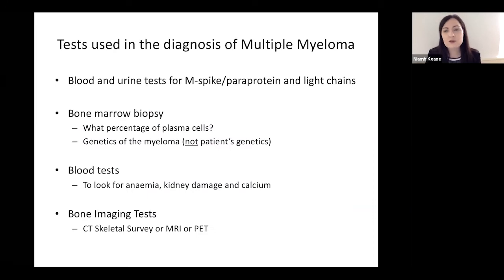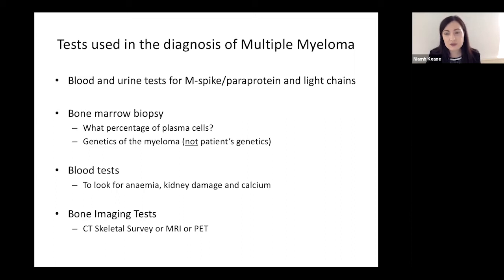So what tests do we use in the diagnosis of multiple myeloma? Well, we can look at both the blood and the urine to measure this M-spike or paraprotein and to measure the light chains. We also tend to perform a bone marrow biopsy, and we're doing this specifically to look for the percentage of plasma cells that are present. So what percentage of the bone marrow has been taken over by these malignant plasma cells, and also to look at the genetics of the myeloma, which is not the same as looking at the patient's genetics. It's looking at these acquired abnormalities. And the genetics can be very useful in determining how patients are going to do long term and how they may respond to certain treatments.